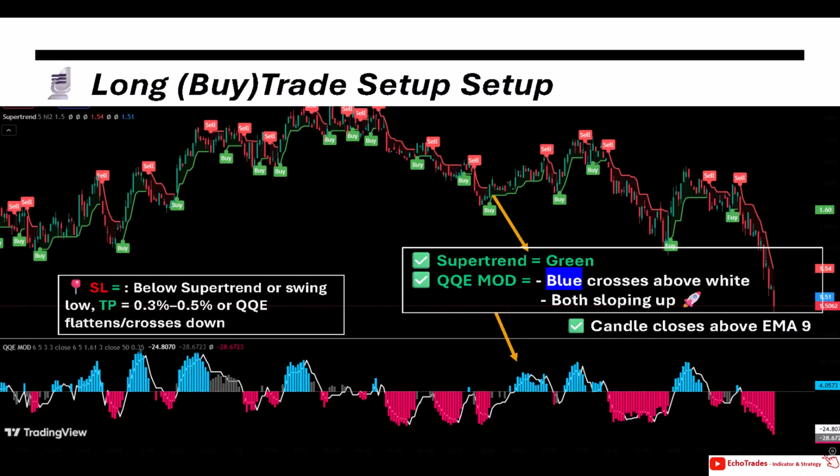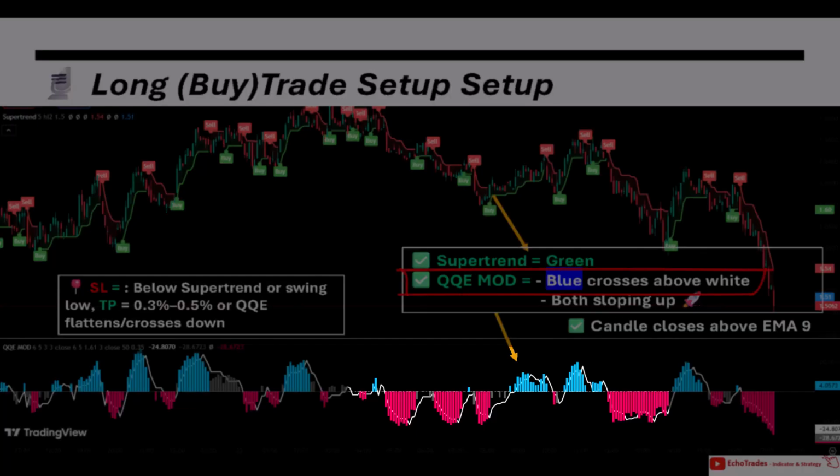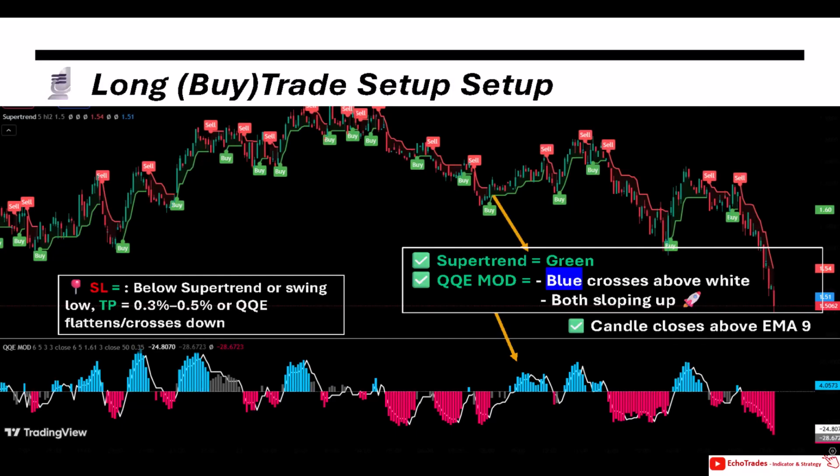Okay, once Supertrend is green, you immediately look down at your QQE MOD. For a long, you need the blue line to cross above the white line. That signals increasing bullish momentum. But here's the absolutely crucial part for scalping. Both lines, the blue and the white, need to be clearly sloping upward after that crossover. So not just the cross, but the upward slope on both. That shows conviction, right? Exactly. That upward slope confirms strong, sustained upward momentum, not just a quick blip. If they're flat or pointing down, you ignore it.